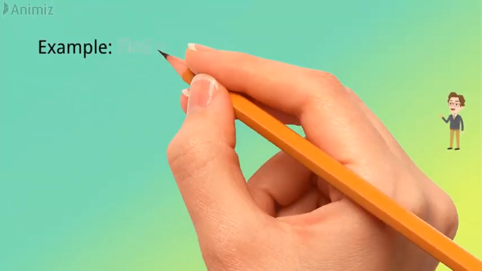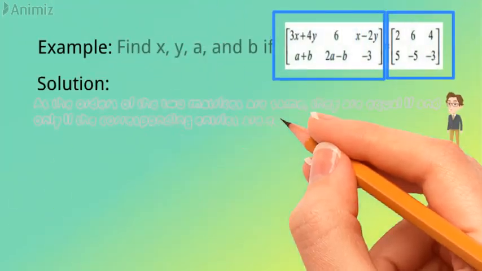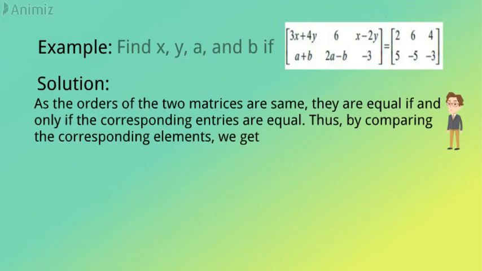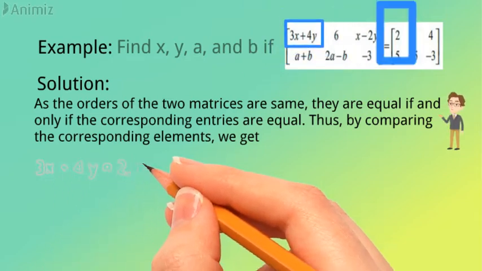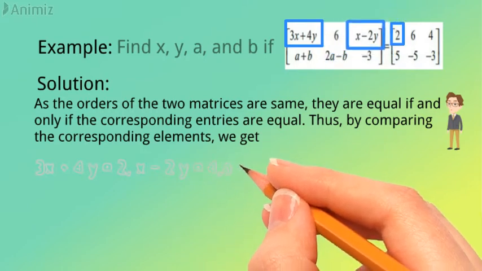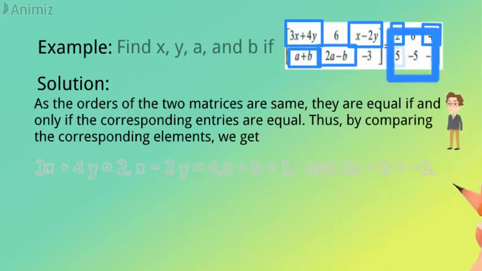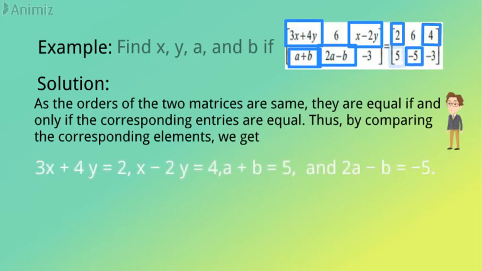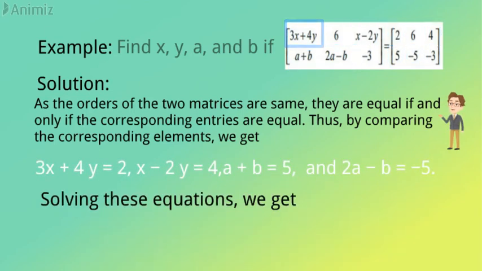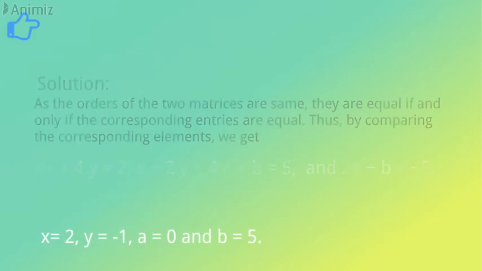Let us solve an example. As the orders of the two matrices are same, they are equal if and only if the corresponding entries are equal. Thus, by comparing the corresponding elements, we get 3x + 4y = 2, x - 2y = 4, a + b = 5, and 2a - b = -5. Solving these equations, we get x = 2, y = -1, a = 0, and b = 5.